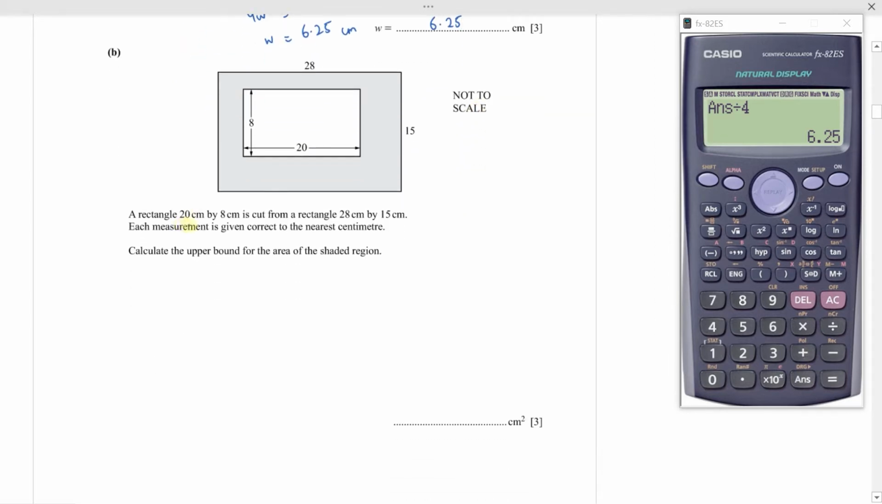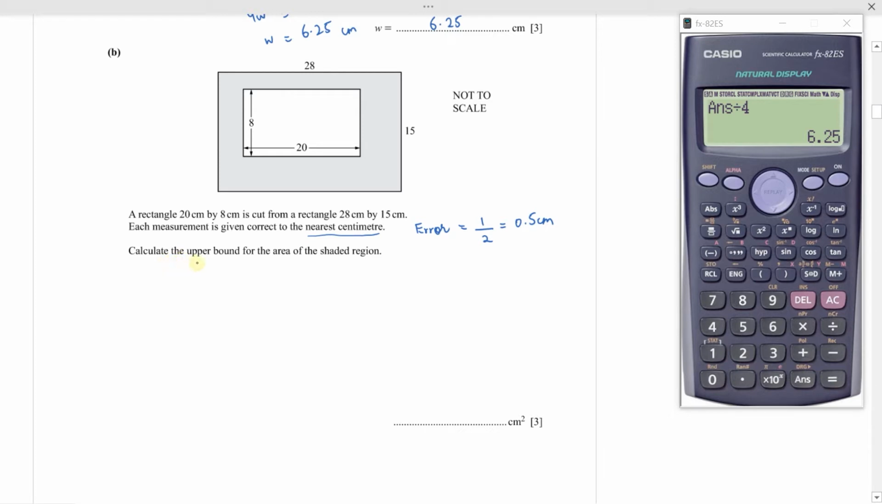Part B. A rectangle 20 centimeters by 8 centimeters is cut from a rectangle which is 28 by 15. Each measurement is given to the nearest centimeter. So that means to the nearest 1 centimeter. So your error in these measurements will be the degree of accuracy, which is 1 centimeter divided by 2. So your error is 0.5 centimeter in these values of length and widths.